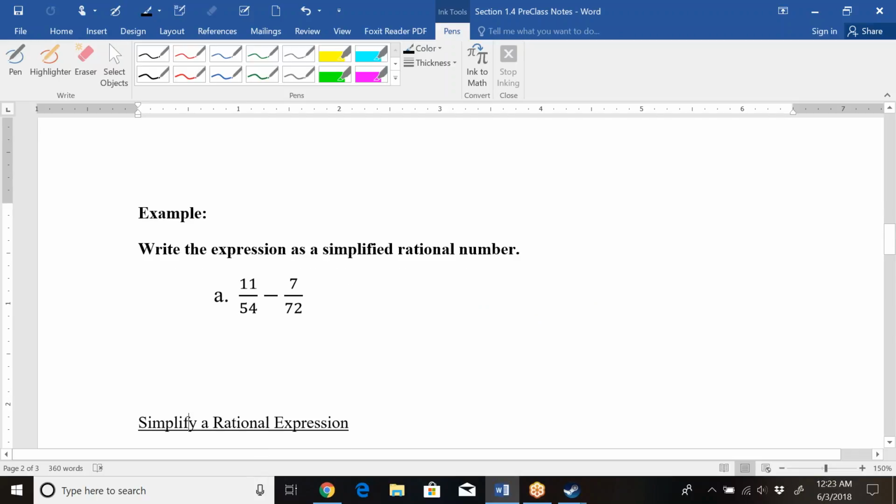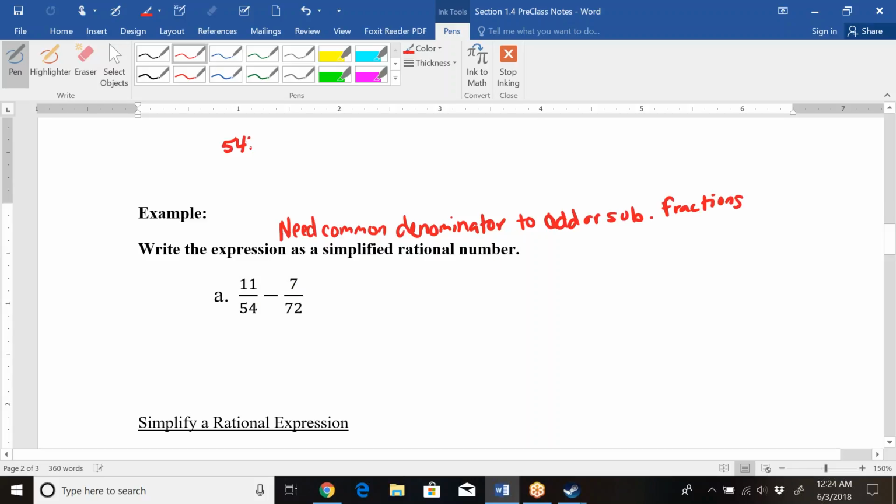This first one is something that's not really based in this class, but I wanted us to make sure we understood how to add and subtract just general fractions together before we throw variables in. So when you're adding or subtracting two fractions together, you have to get a common denominator. So we need a common denominator to add or subtract fractions. We have to think about what would be a common denominator for 54 and 72. Now, if you don't know off the top of your head, one way to find a common denominator is to list multiples of each number.